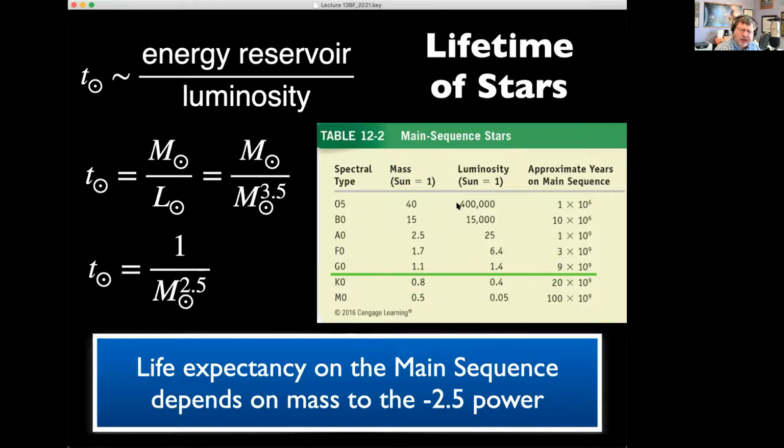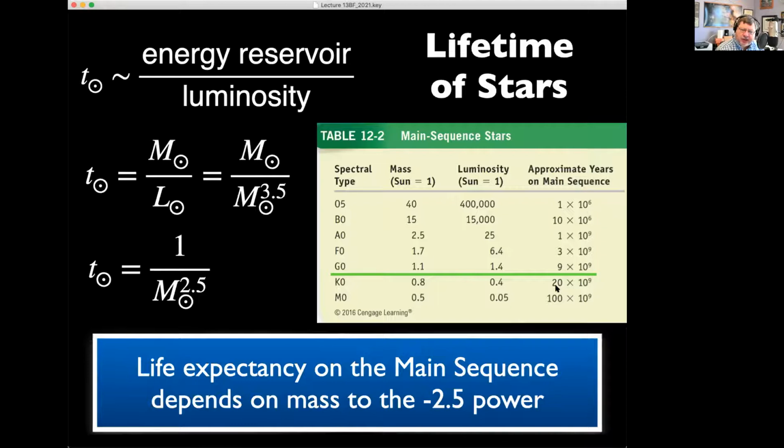Next, look at the luminosity. The luminosity goes from 400,000 to 0.05, and that's a factor of several million, okay, in terms of luminosity. And so the fact that the luminosity goes as a positive 3.5 power of the mass makes sense looking at this chart. Look at the lifetime. An O star has a lifetime of 1 million years, a B star 10 million years. An F star is 9 times 10 to the 9th. That's about 9 billion years.